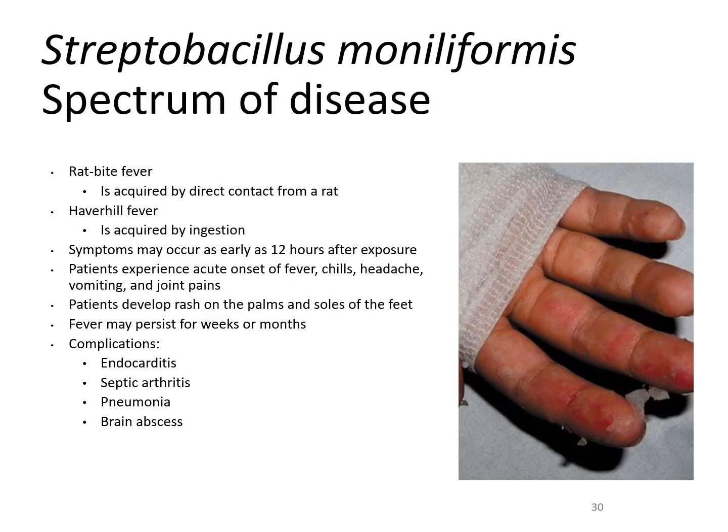There are two types of infection with Streptobacillus. You have rat bite fever, which is acquired through actual contact with the rat, or through ingestion, which causes Haverhill fever. Symptoms can appear as early as 12 hours after exposure, and patients can experience an acute onset of fever, chills, headache, vomiting, and joint pain. Patients can also develop a rash on the soles of their feet or the palms of their hands. You can see that example here, where the skin is kind of pulled back. It almost looks like scalded skin syndrome, except this is more localized to the hands and feet. The fever can persist for weeks or even months, and it can also cause complications like endocarditis, septic arthritis, pneumonia, and even brain abscesses.